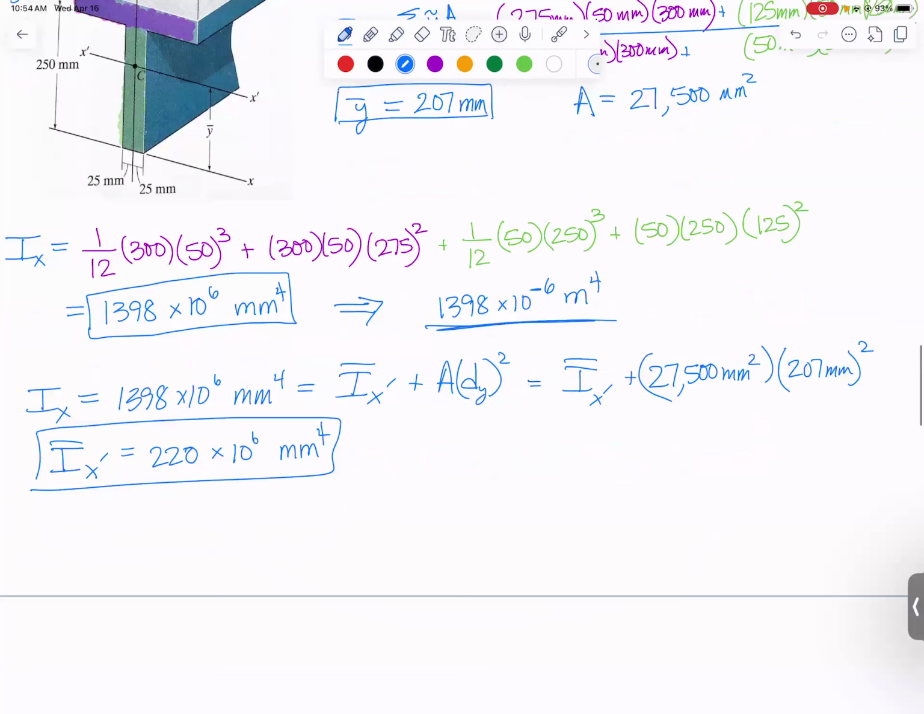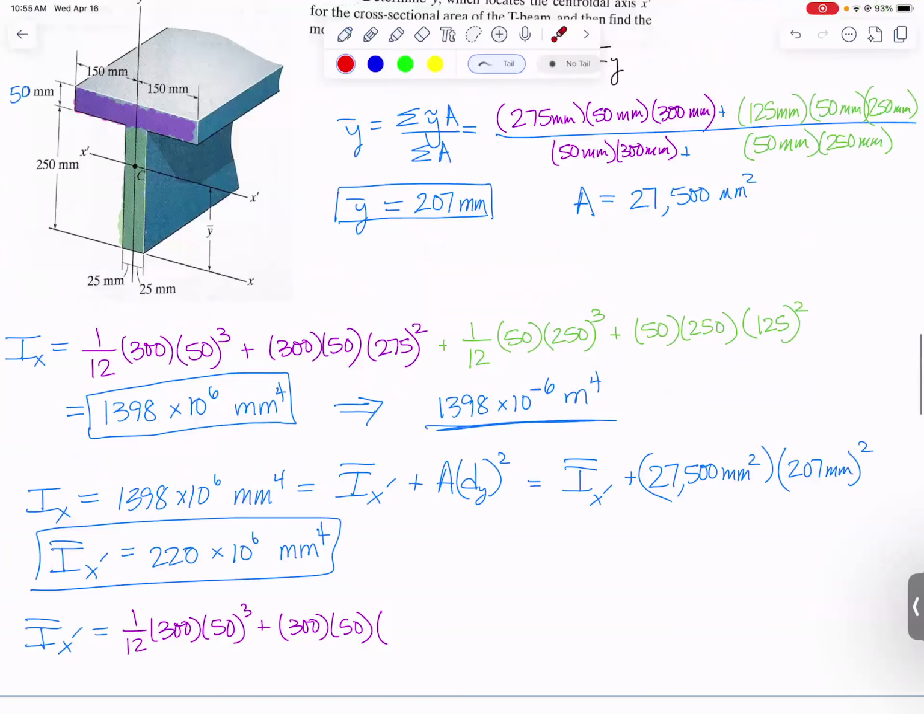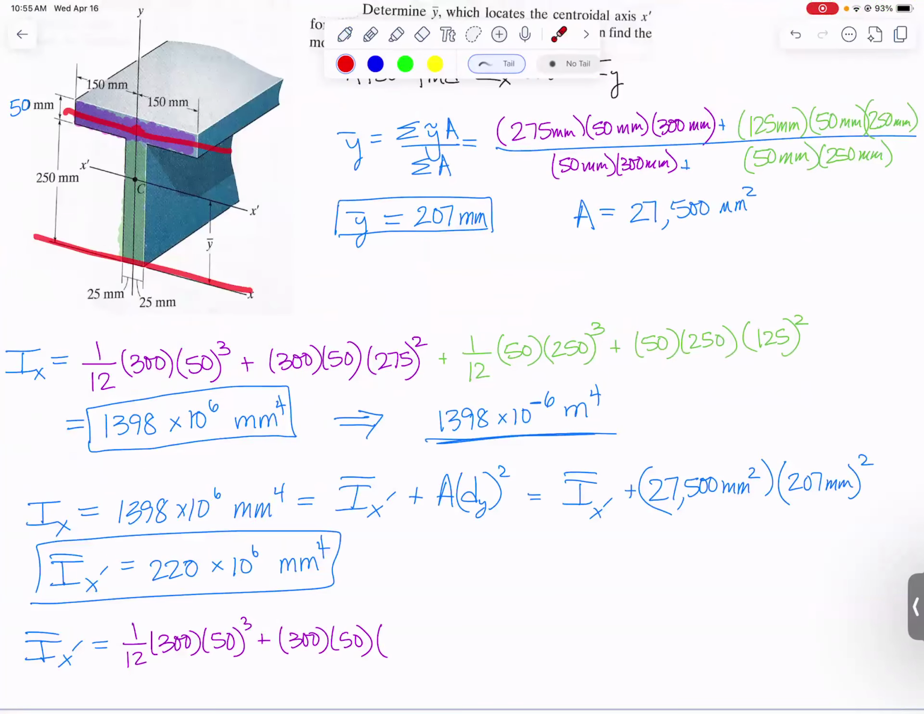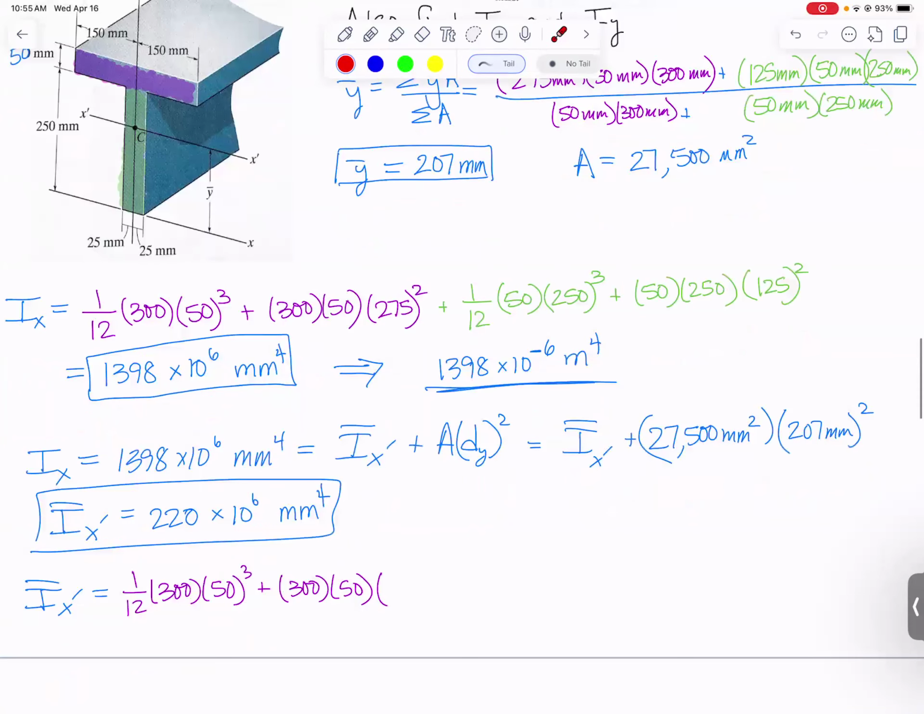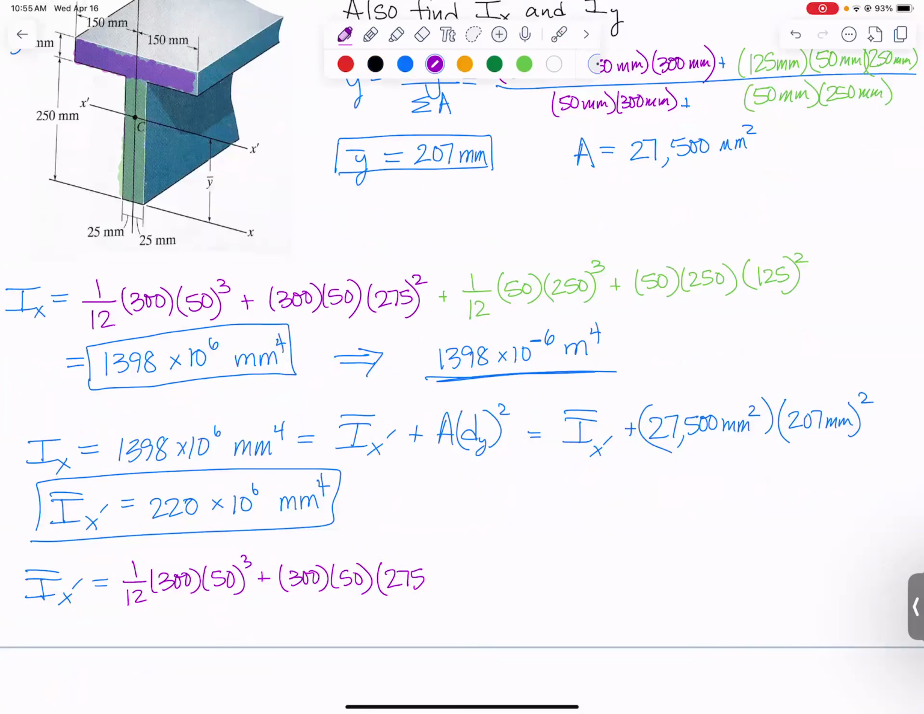The other way to do that would be I bar x prime is equal to, go and do it individual rectangle by individual rectangle. We'll have the 1/12 times 300 times 50 cubed, just like we had before. Same area, 300 times 50. But now we don't want the distance between the centroid of this shape and the x-axis. We want the distance between the centroid of this shape and the x prime axis. Well, the easy way to get it is actually to go all the way down to x. I know that distance is 275. And then the centroid to x is 207. I just need to subtract those two. So I'm going to write it down as 275 minus 207. And that difference gets squared.